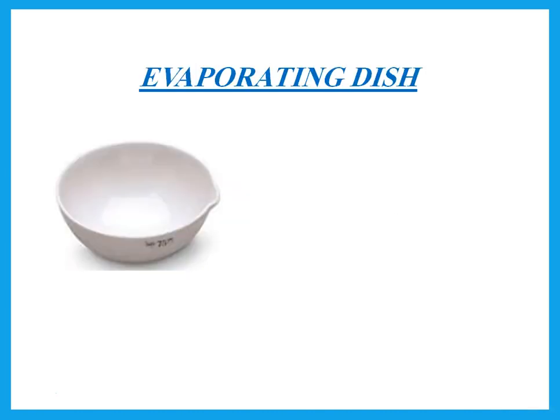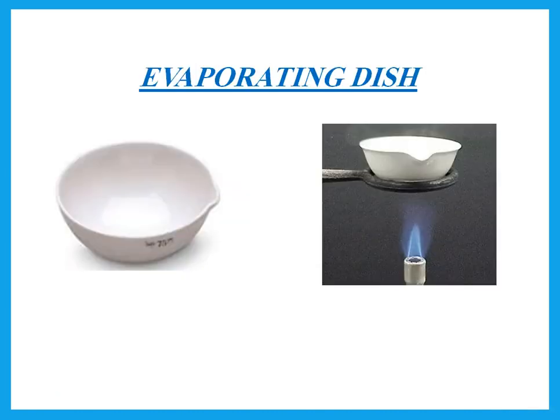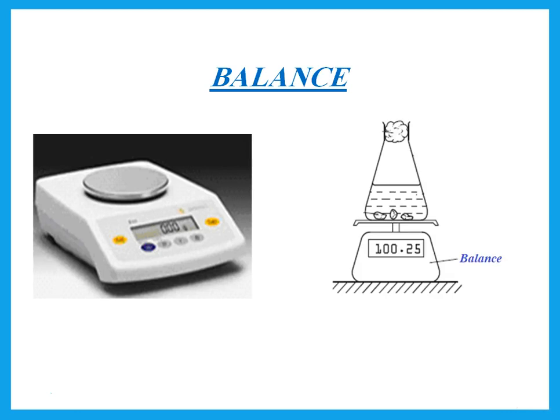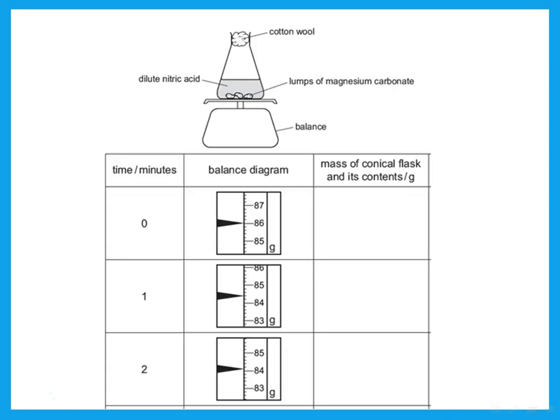This is an evaporating dish. The evaporating dish, we usually use it when we're doing crystallization, when we're trying to heat a solution to point of crystallization. We do that in an evaporating dish. This, of course, is a balance to get the mass of the reactants.